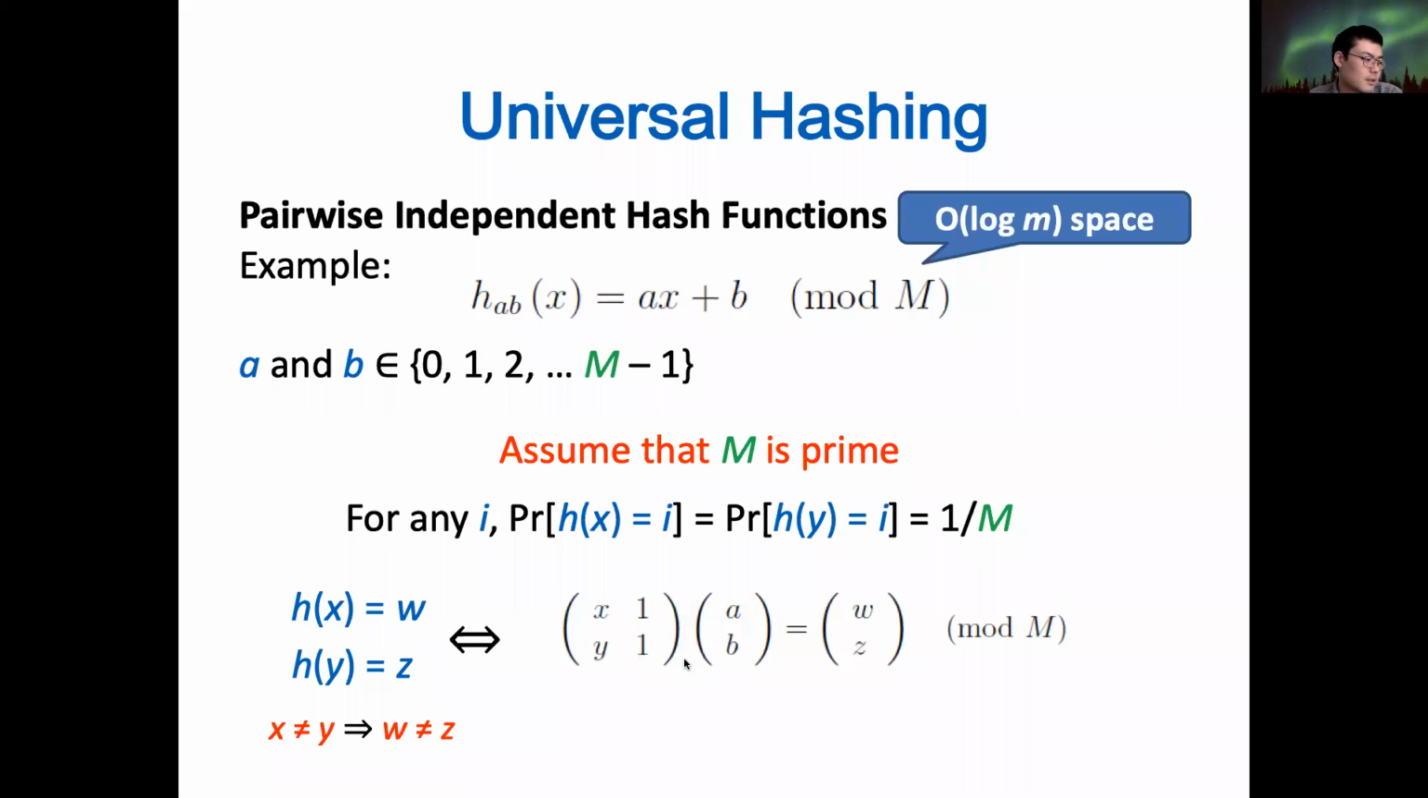And this matrix is invertible. It is invertible because the rank is not 1. The rank is 2, right? Because these two rows are totally different. The reason is x is not equal to y. So this is invertible, and you can left multiply by the inverse matrix.